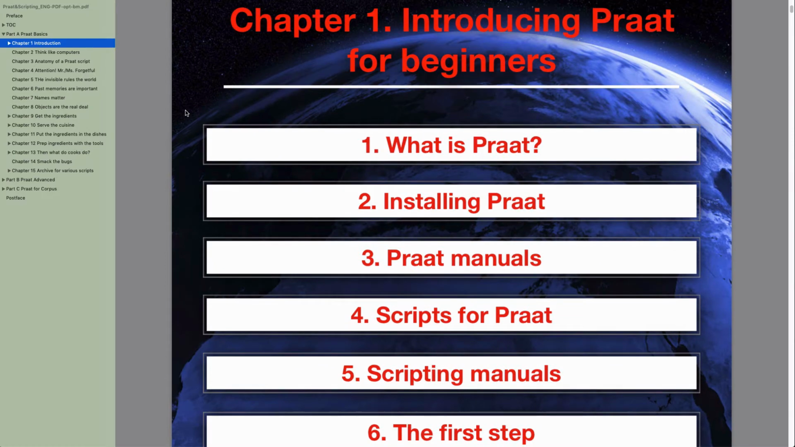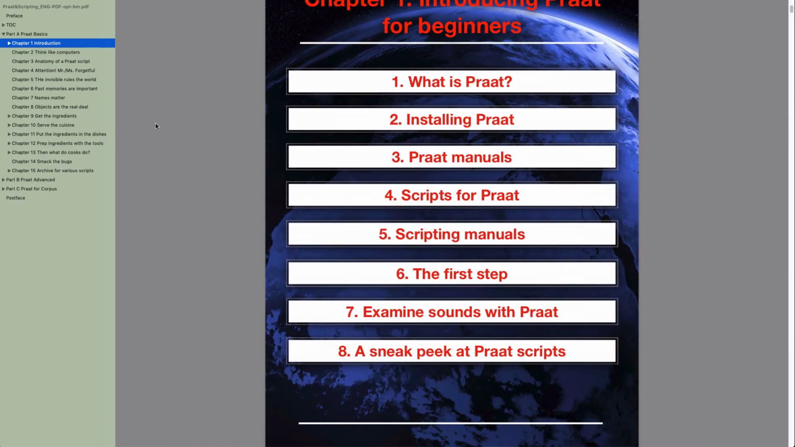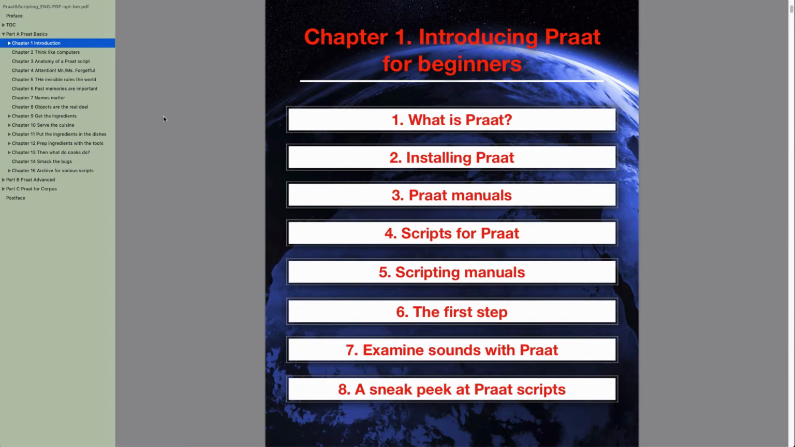Chapter 1 has a lot of sections. It has 8 sections. The first section is what is Praat. The second section, installing Praat. Third section is Praat manuals. Fourth one, scripts for Praat. Fifth one, scripting manuals. 6, the first step. 7, examine sounds with Praat. 8, a sneak peek at Praat scripts.